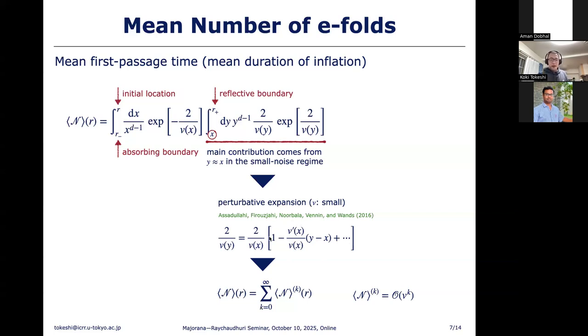And eventually, what I want to obtain is a perturbative expansion of the mean number of e-folds, like this, where each k-th order term is proportional to v to the power 2k. Because now I'm choosing this v, this non-dimensional potential, as the expansion parameter, because in the small noise regime, I can assume that this is also small.